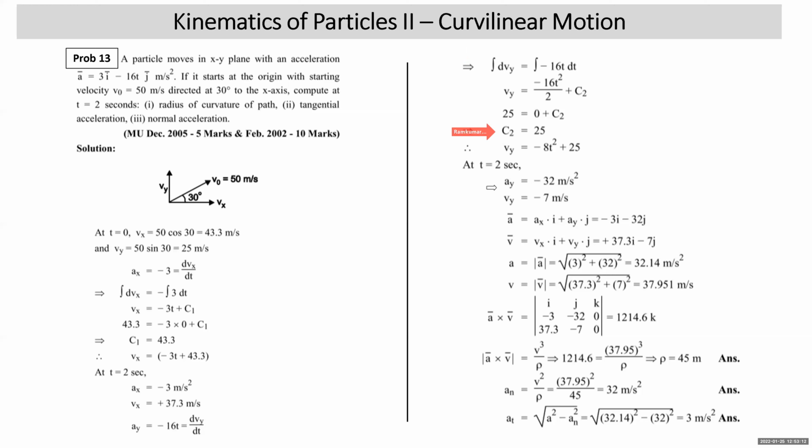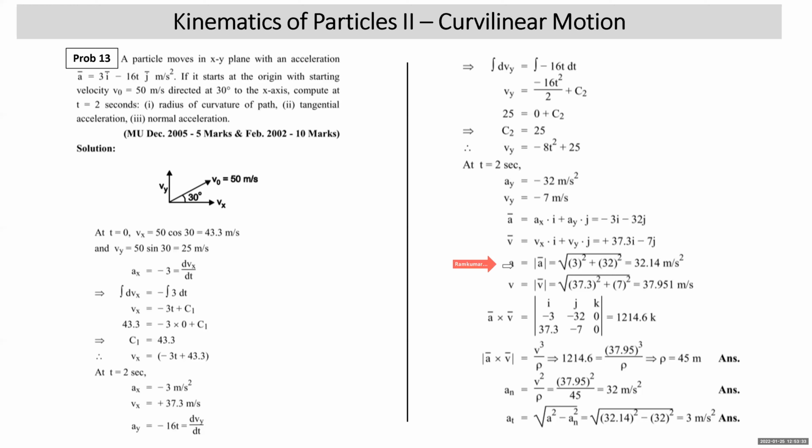At t equal to 2 seconds, substitute the value of t into ay and vy. ay is minus 16t, so it is minus 32 meter per second. For vy, substitute the value of t as 2 seconds, you get minus 7 meter per second. With that, students, you got the acceleration vector as axi plus ayj, minus 3i minus 32j. Velocity vector vxi plus vyj, substitute the values of vx and vy.